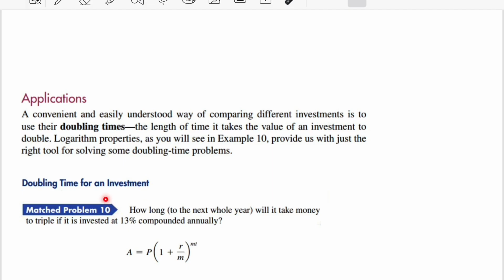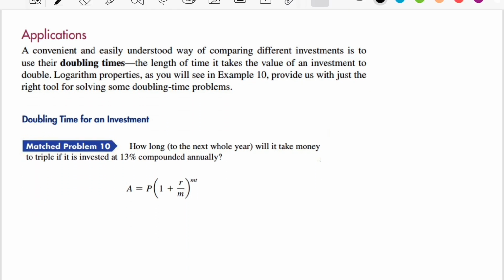But I wanted to do the matched problem 10. You'll see in the textbook that they'll give an example and then a matched problem for you to kind of do on your own. But I wanted to do that one so we could see another example because there's no solution for that in the text. And in this example, we're actually looking at how long it'll take something to triple. So let's start at the beginning. Let's read this problem. It asks, how long will it take money to triple if it is invested at 13% and it's compounded annually?